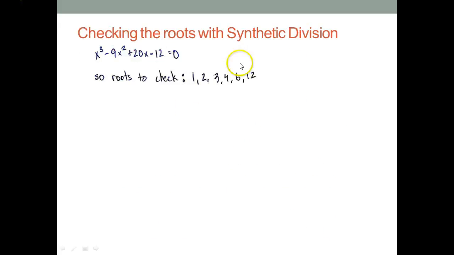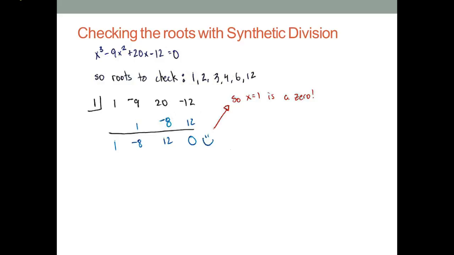All right, so let's check the roots with synthetic division. So we have a list of roots to check and a function to check it in. So I'm going to check 1. Here we go. Line them up, bring down the 1. 1 times 1 is 1. Add that to negative 9 is negative 8. Multiply and add. So I've got 12. Let's multiply 1 times 12. And the very first root that I check, I got a 0. Yes. So x equals 1 is a 0. And it gives me a quadratic function that I can now factor.